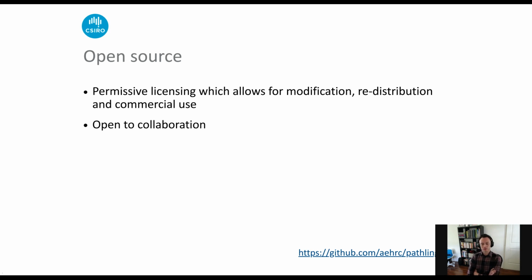Pathling is open source under a permissive license, and you are free to use it, modify it, and redistribute it, even in a commercial setting. We're also very open to collaborating on new features for Pathling, as this helps us target the product towards what real users actually need.